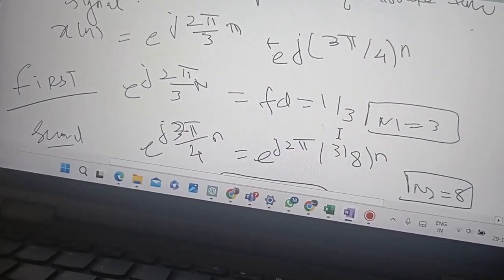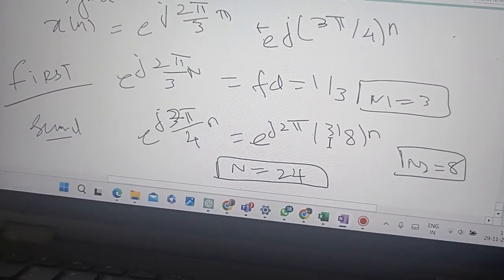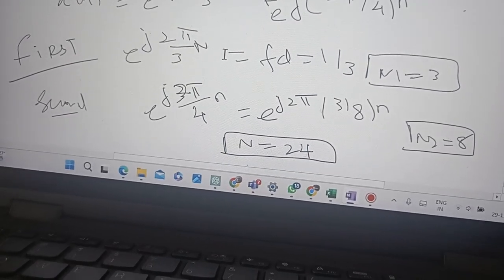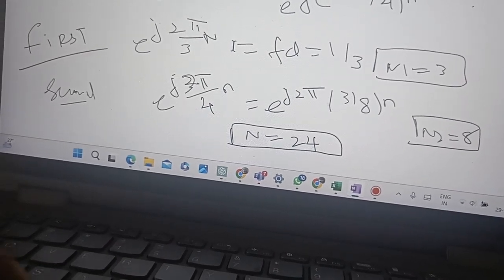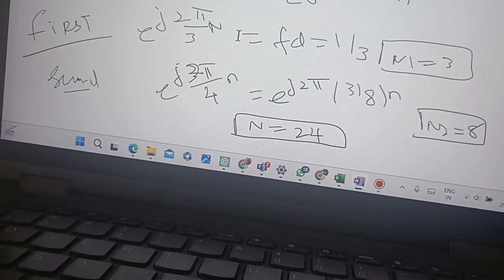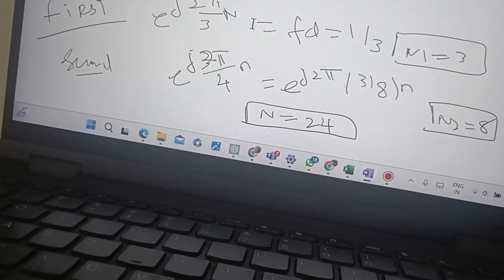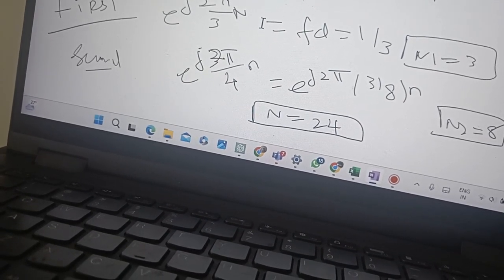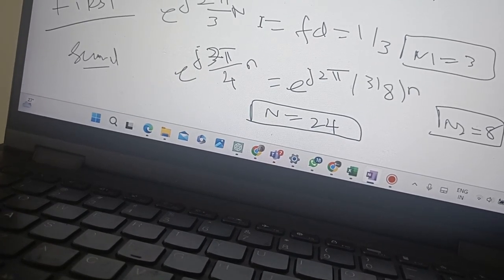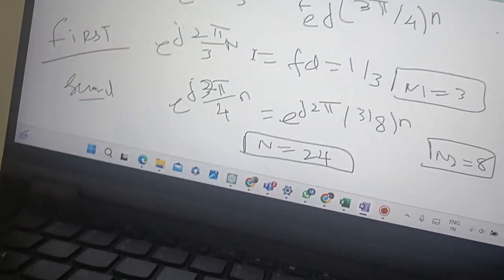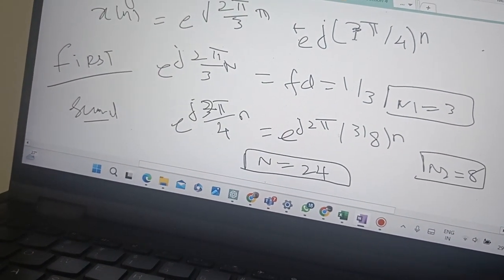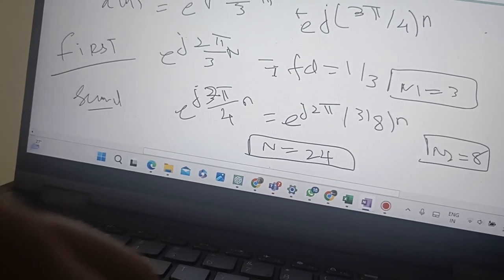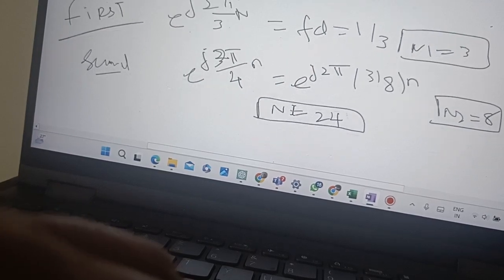Find the fundamental period of x(n) = e^(j2πn/3) + e^(j3πn/4), using the form e^(jωn). Omega is the angle, so f_d = ω/2π. For the first term, f_d = 1/3, so N = 3.